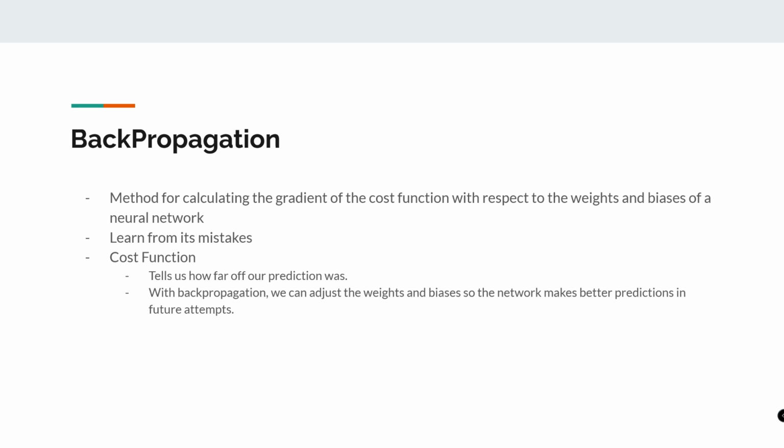So backpropagation, essentially, is a method for calculating the gradient of the cost function with respect to the weights and biases of a neural network. This is what makes a model learn from its mistakes. Our cost function, like I explained in the previous video, is essentially just telling us how far off our prediction was. So with backpropagation, we can adjust the weights and biases so the network makes better predictions in future attempts.